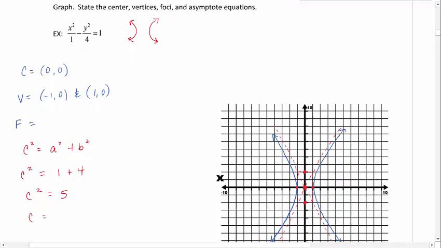The foci are going to lie inside the branches of the hyperbola. So we are going to be adding this c value to the x coordinate of our center because it's opening in the x direction, so we're always going to add it to the x. We get our foci to be plus or minus the square root of 5, comma 0. Right, because we had 0 plus or minus square root of 5, but we don't need to write that 0 for the x coordinate.